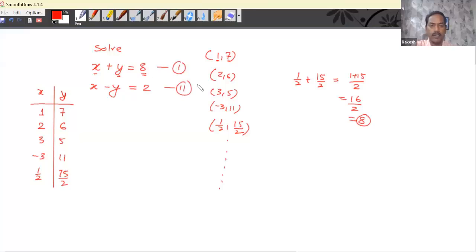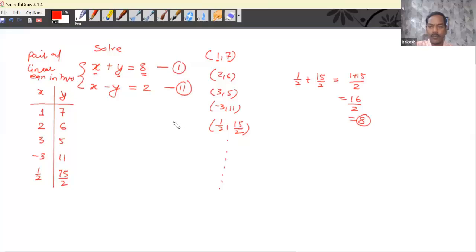And again, the question says to solve this. This particular setup wherein we have two variables and two different equations is called a pair of linear equations in two variables. That is the topic for today's session, right? So how do we solve a pair of linear equations in two variables? Now in this situation, there are three possibilities for the solution.